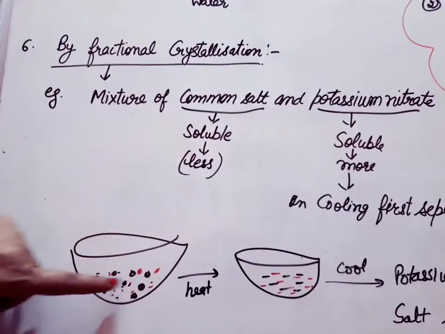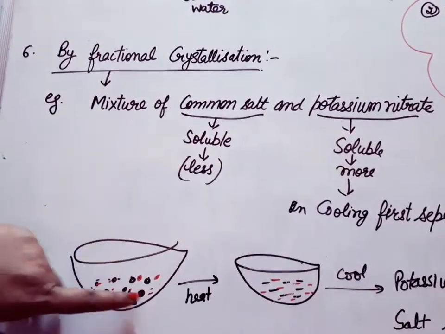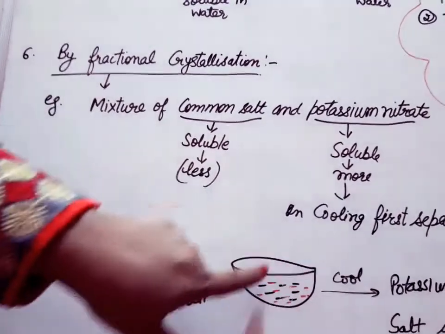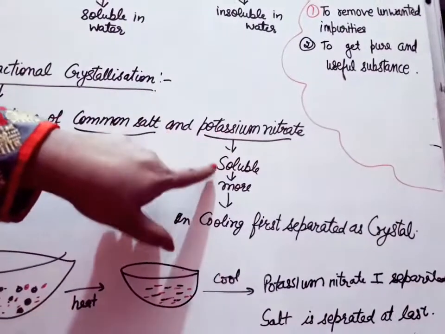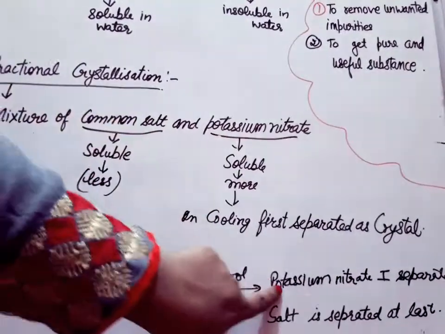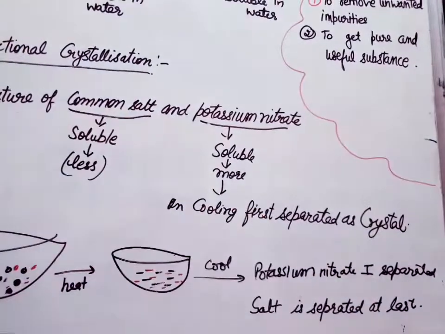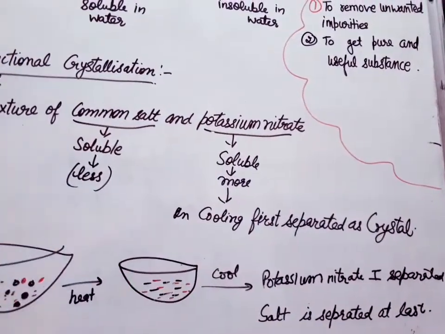This is the mixture I have taken, common salt and potassium nitrate. When we heat it, both get dissolved in the water. But when we cool it, which is more soluble? Potassium nitrate. So potassium nitrate will crystallize first and the salt will be separated at the last.